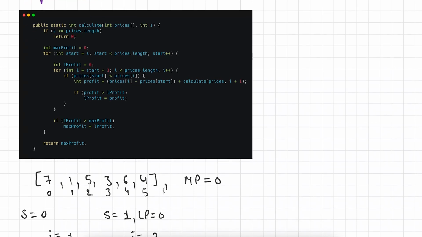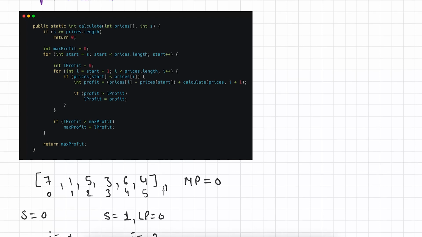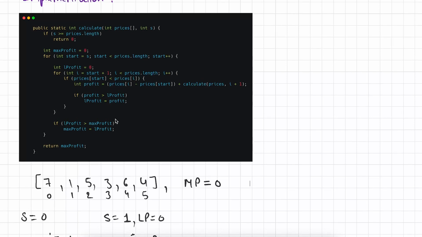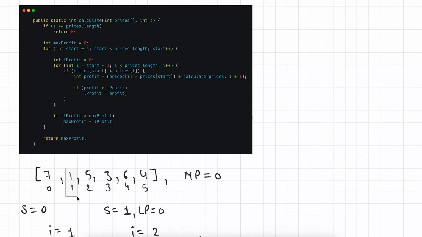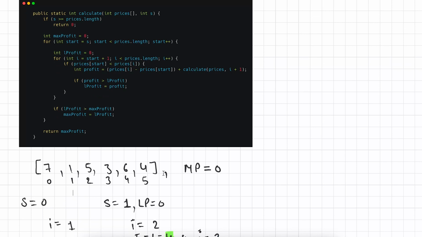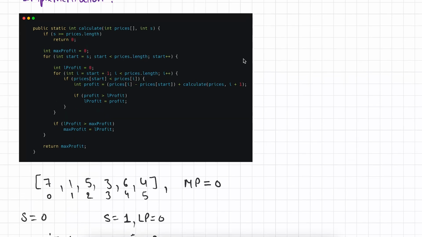So what we did in this approach, what we did before, is that we choose one day at a time and try to find all the possible pairs that can make us the maximum profit. Okay, and inside this loop we are again initializing L profit, meaning local profit, and this profit is going to be the global profit. And then again we are running a loop from start plus 1 till prices dot length. It means if we choose day 0, then the next loop is going to run from day 1 to find all the pairs in the future.